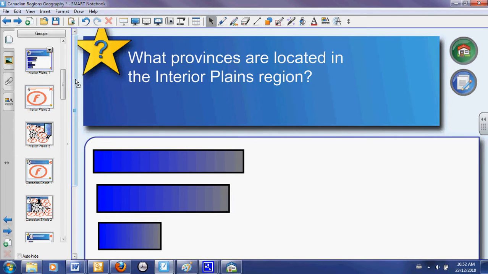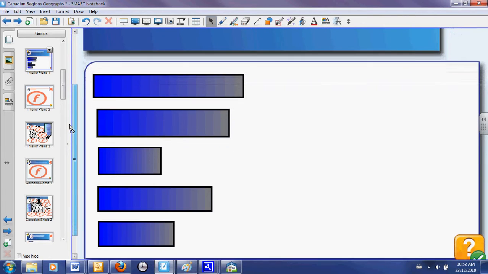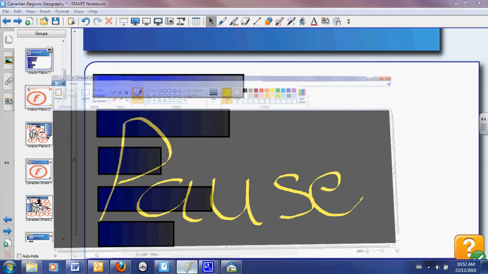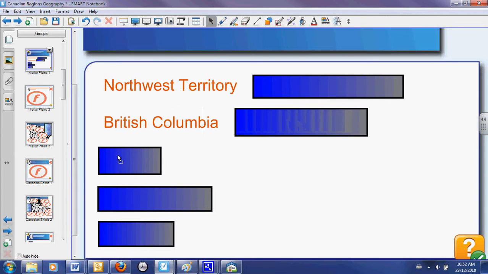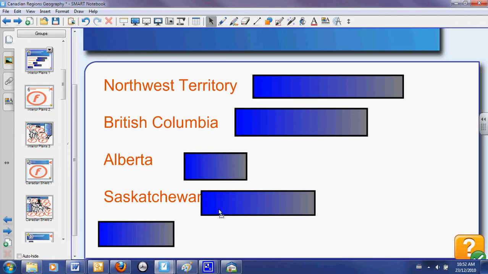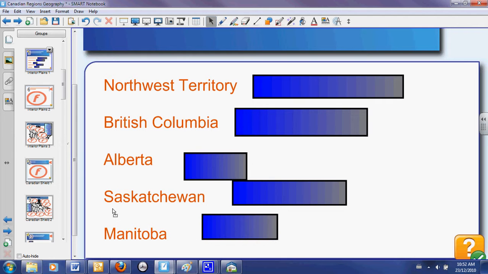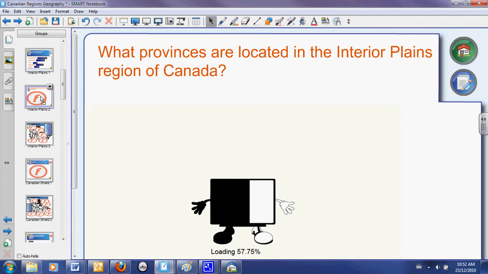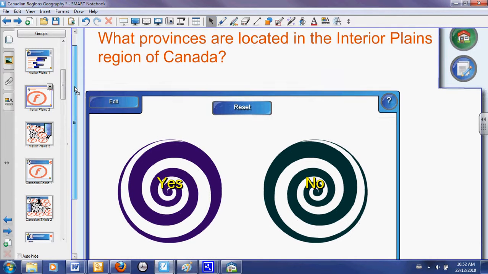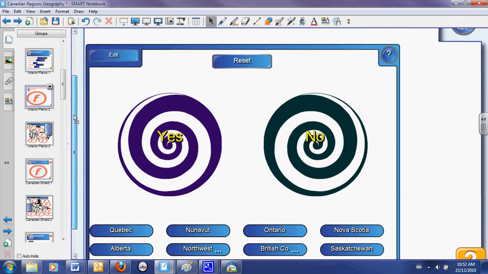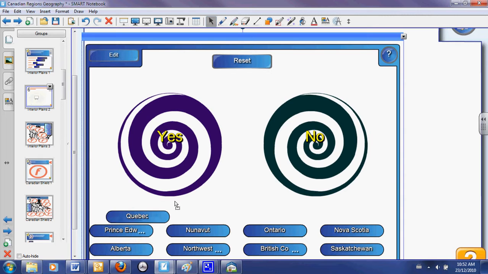The next slide is going to move on to the interior plains, and what they want to know here is what provinces are located in that region, and there are 5 of them. The next slide is going to show what provinces are located in the interior plains. Now, in order to complete this, what you need to do is slide these into whether it's a yes or a no.